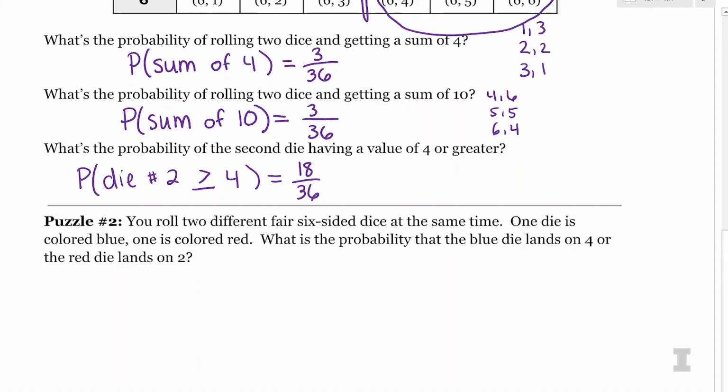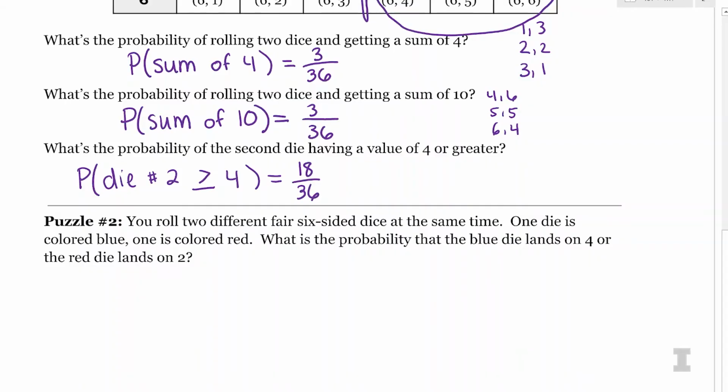There is one more puzzle that we're going to do, and this is actually Wade's favorite question. Yes. So this is the question where you roll 2 different fair 6-sided dice at the same time. And actually, we want one to be blue and one to be red. I've got a red die. Perfect. And we want to know, what is the probability that the blue die lands on a 4?